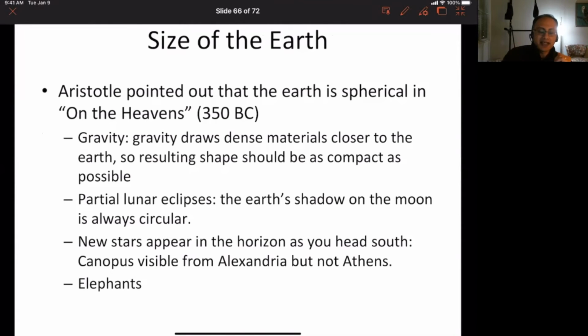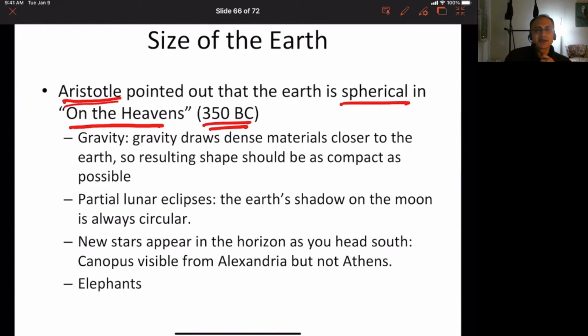It's a sphere. Now, Aristotle, we're going to learn a lot about Aristotle in the next chapter. Aristotle pointed out that the Earth must be spherical. In his book called On the Heavens, which was in 350 BC, so a very, very long time ago, Aristotle was able to figure out that the Earth must be spherical. He gave 4 arguments why the Earth must be spherical. 3 of these arguments are very good, very clever. The 4th one is wrong.